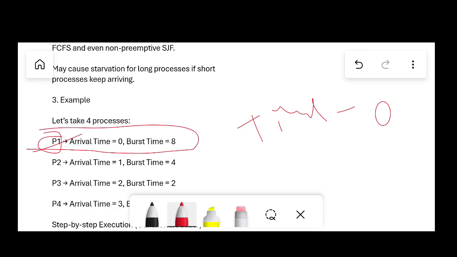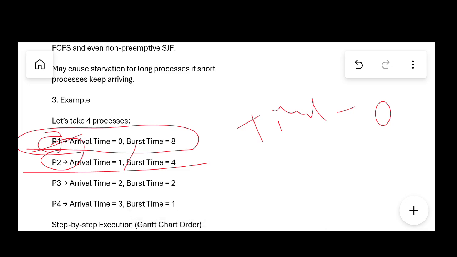Step 2, at time 1, P2 arrives. P1 has 7 left. P2 needs 4. P2 is shorter, so the CPU switches to P2. Shorter tasks get priority to reduce total waiting.